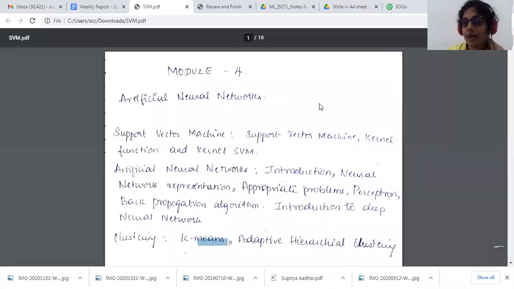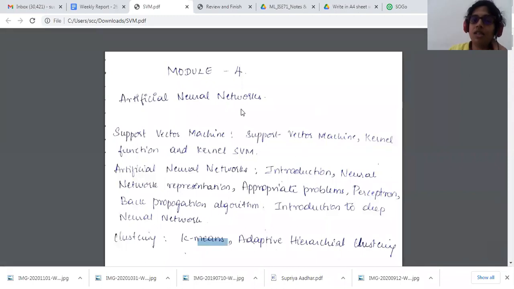Okay, so we'll begin with our fourth module. Our fourth module is about artificial neural networks. There are two other concepts involved as well. The first is support vector machines, an extension to logistic or linear regression, which we'll be looking at. And you have some clustering methodologies, okay? Among them are k-means clustering and adaptive hierarchical clustering. So we will be looking at this along with our artificial neural networks.